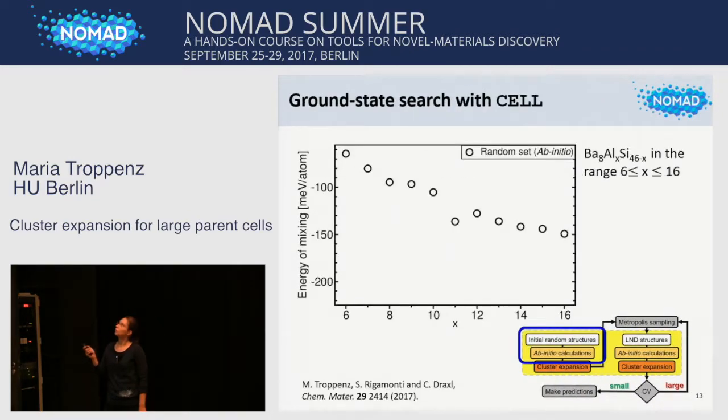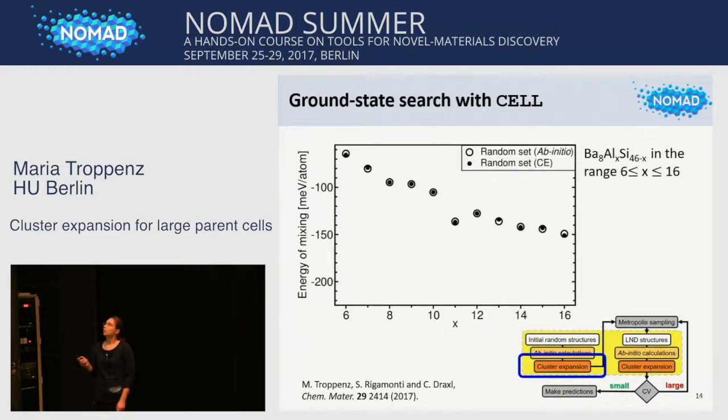So we want to study the clathrate in the composition range from 6 aluminum to 16. We start for each composition with a random structure and calculate the ab initio energies. This you see here with the black circles. From this ab initio data set, we construct our cluster expansion model. The predicted energies from this cluster expansion model for the ab initio energies you see here with the black dots. They match well with the ab initio energies, so our cluster expansion model works.